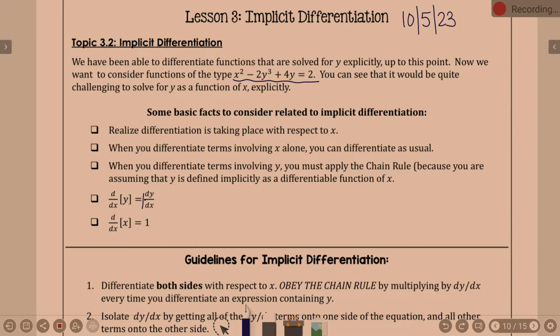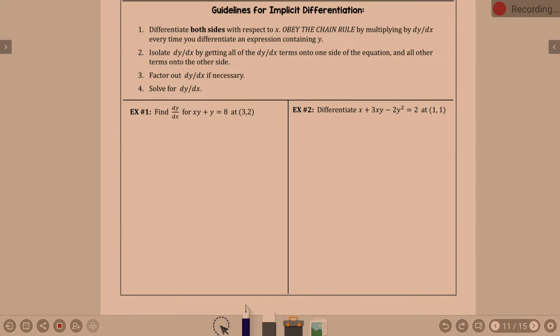Every time we take a derivative with y's involved, we take the derivative, and then if it was a y term, you tack on a times dy/dx. Now, as we look at these examples, we have some guidelines. Differentiate both sides with respect to x. Obey the chain rule by multiplying by dy/dx every time you differentiate an expression containing y. Isolate dy/dx by getting all the dy/dx on one side, everything else on the other side. Factor out a dy/dx and solve for dy/dx. I know, it makes no sense right now.